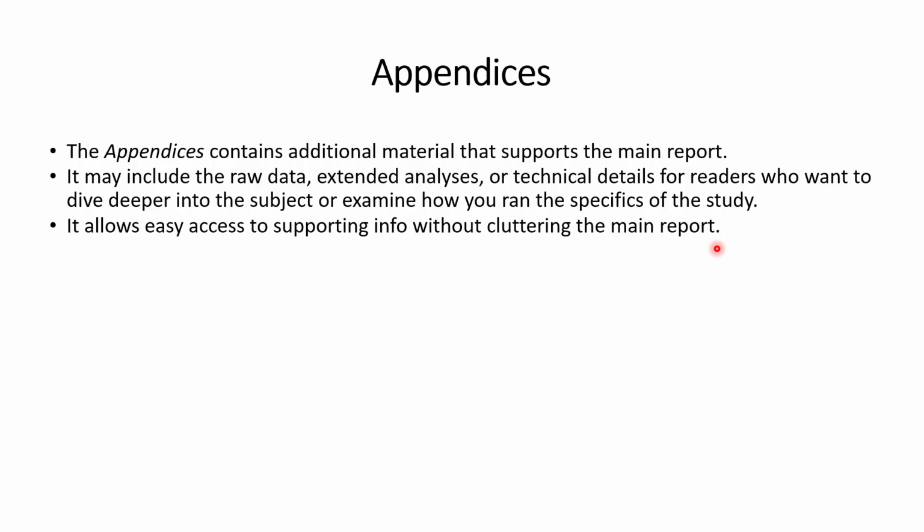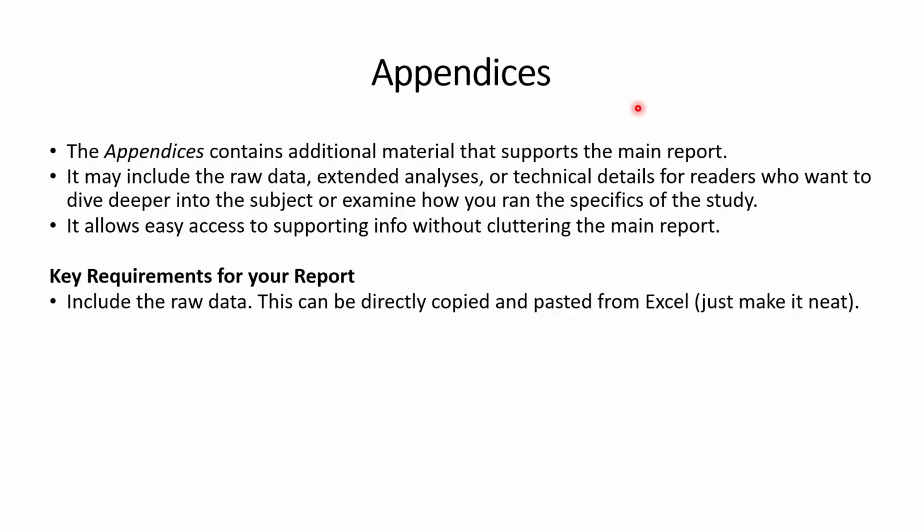This could be supplementary or exploratory analyses, anything that you want to describe in the methodology in more detail. The appendices allow easy access to supporting info without cluttering your main report, and moving features from the main report into the appendices should not take away from the main thread of your paper. This is what we need from you. We want you to include the raw data, please. This can be directly copied and pasted from Excel. Just make sure you make it neat. No need to APA format this table. It's a huge table, so see if you can find a way to present it in perhaps 2 or 3 pages. Make sure you include every single questionnaire and scale that was given to the participants. You should have access to this via Blackboard.